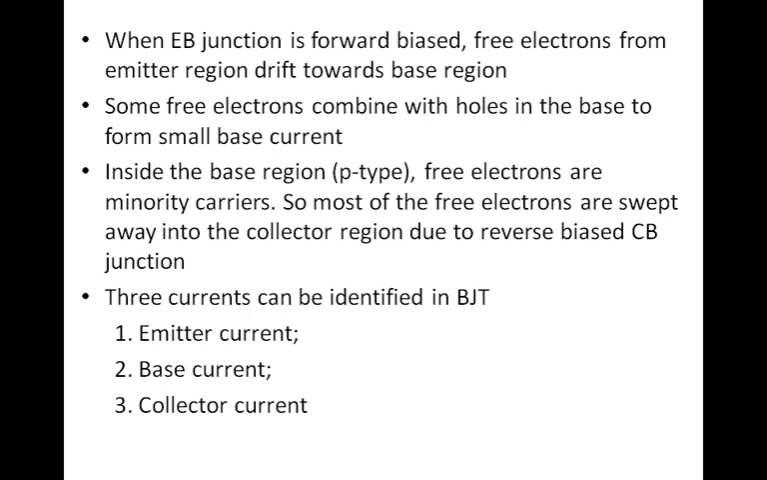When the emitter to base junction is forward biased, electrons from the emitter region drift towards the base region in the case of an NPN transistor. Some free electrons combine with the holes in the base region to form the small base current, since the base layer is very thin and lightly doped compared to the collector. Inside the base region, the free electrons are minority carriers, since in an NPN transistor the base region is P-type. Most of these free electrons are swept away into the collector region because the collector to base junction is reverse biased. This reverse bias voltage helps these minority carriers to cross.